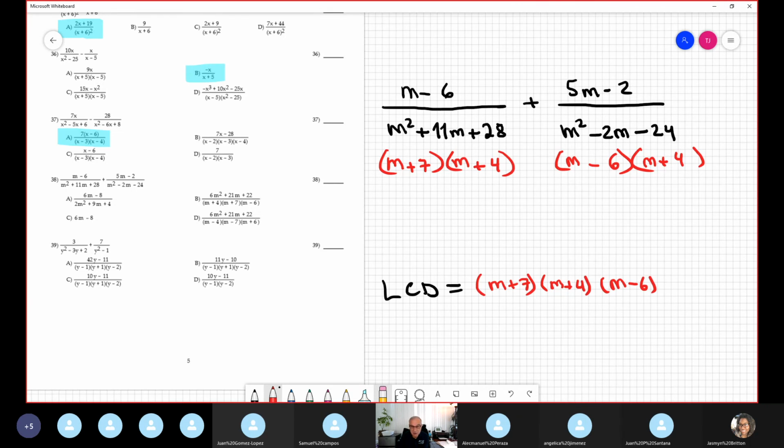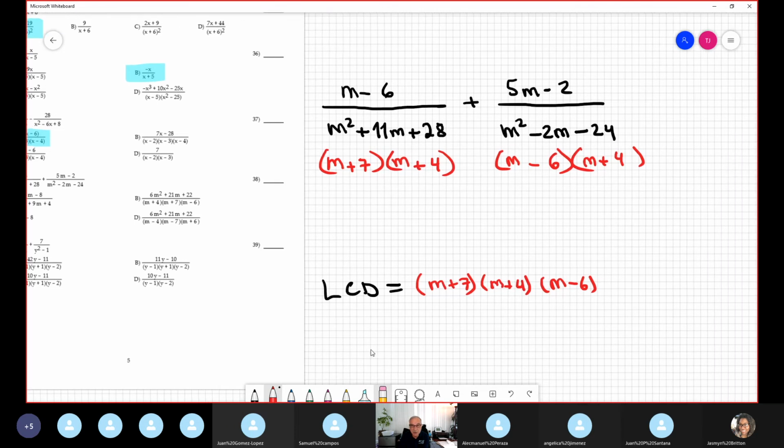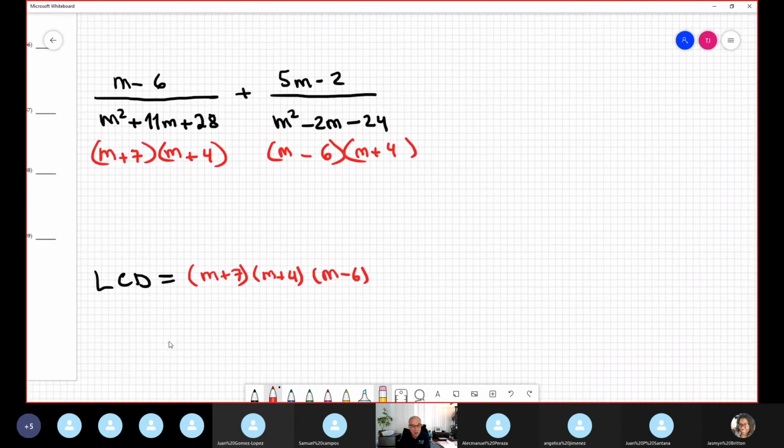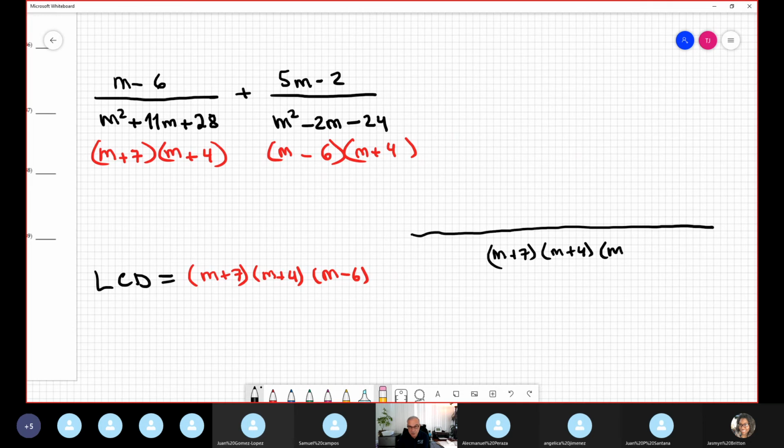And I use my LCD to condense this into only one fraction. How? Well, you put the long line, and at the bottom you put the LCD, which is m plus 7, m plus 4, m minus 6. And you divide systematically the LCD by denominator 1 and denominator 2. And the answer of this division, you multiply by the corresponding numerator 1 and numerator 2.